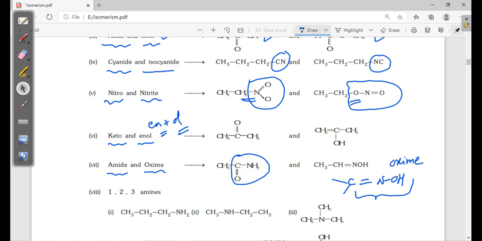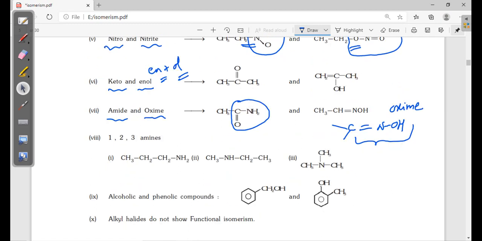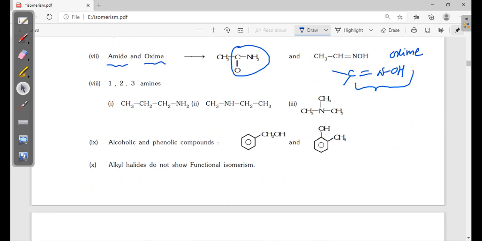Right. Next, here is an important note point. Many students will confuse this. Primary amines, secondary amines, and tertiary amines are all functional group isomers. Yes, primary, secondary, tertiary amines are functional group isomers.